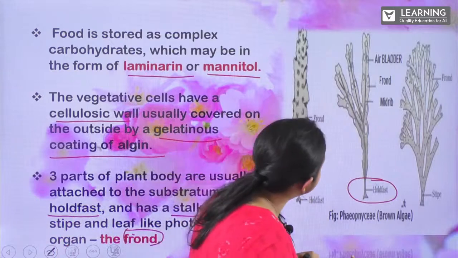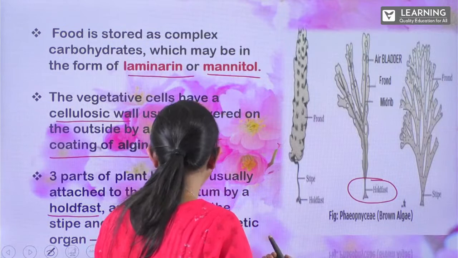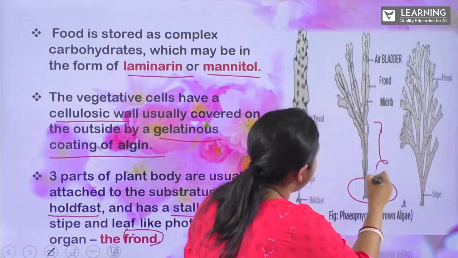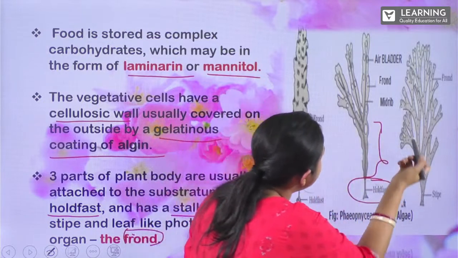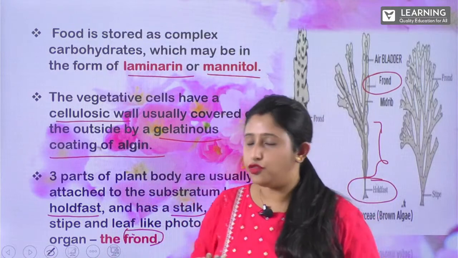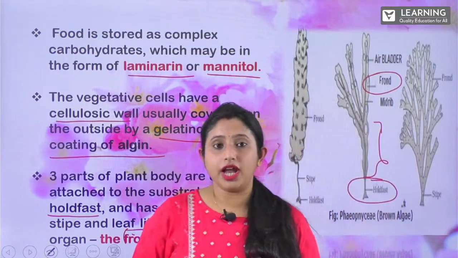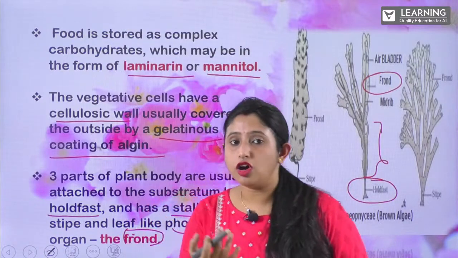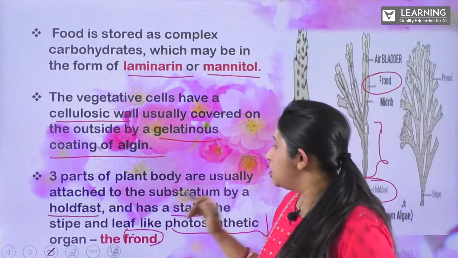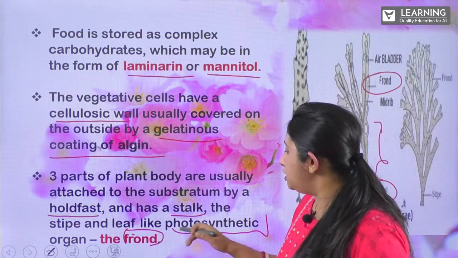The second one is the stalk. So this part is known as the stalk, right? And the third one is the frond. This leaf-like photosynthetic structure is known as the frond. So they have three body parts: the holdfast, then the stalk and the frond.